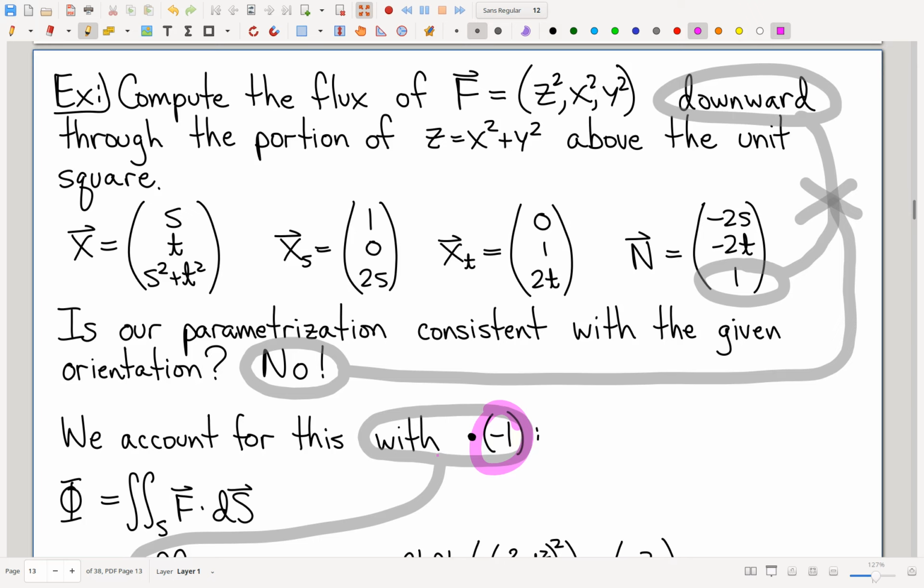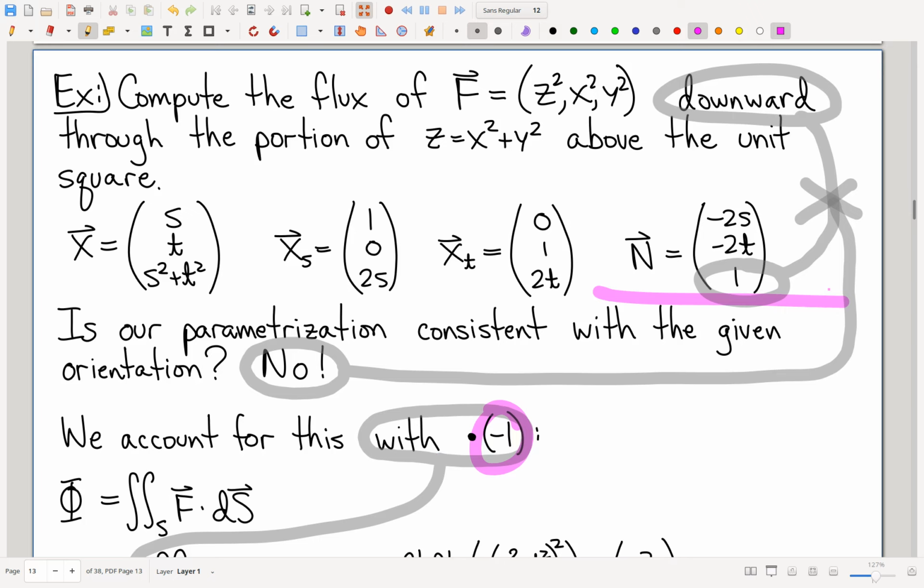So I want you all to be prepared. On an exam, if this were a 20-point question to compute this flux, I wouldn't be surprised if the orientation were something like 4 or 5 points, something like that. It's a big deal. It's one of the big ideas. So make sure to always pause at this point right here and think, did I orient it the right way or the wrong way?